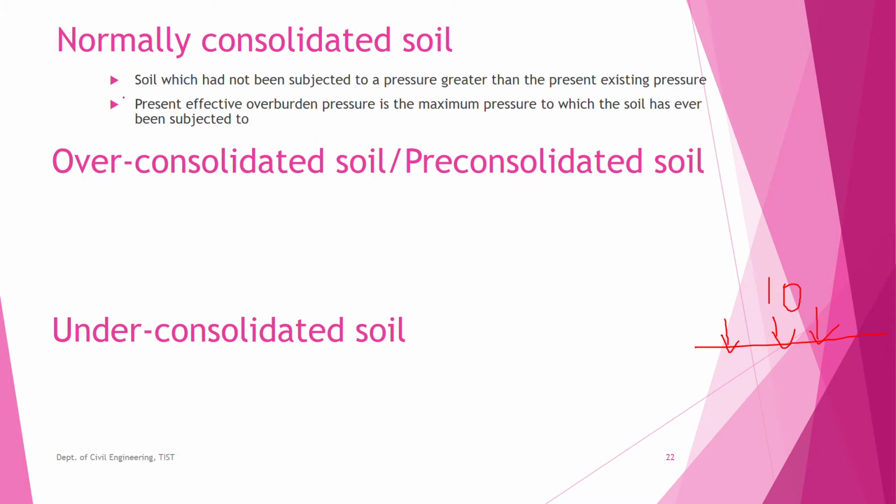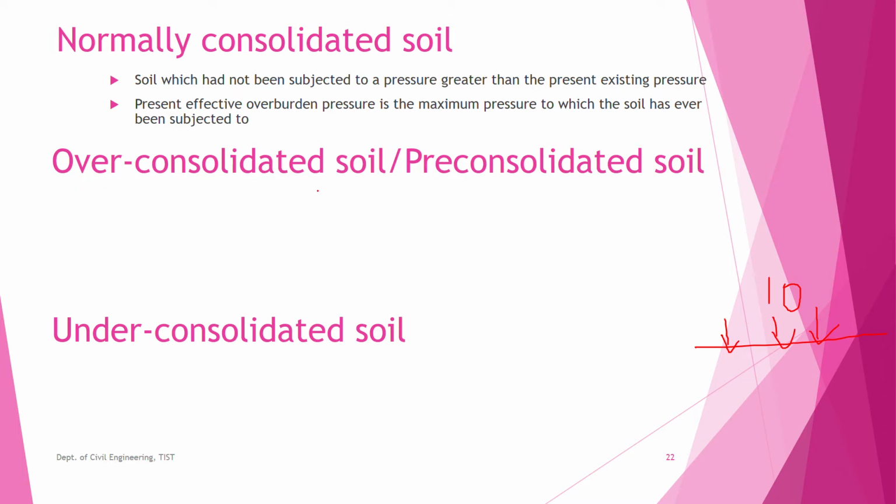So the definition is that the normally consolidated soil is the soil which had not been subjected to a greater pressure than the present existing pressure. In this case, this 10 is the maximum value of pressure that the soil has been subjected to. So the present effective overburden pressure, in this case 10 kilonewton per meter square, is the maximum pressure to which the soil has ever been subjected. Such a soil is known as normally consolidated soil.